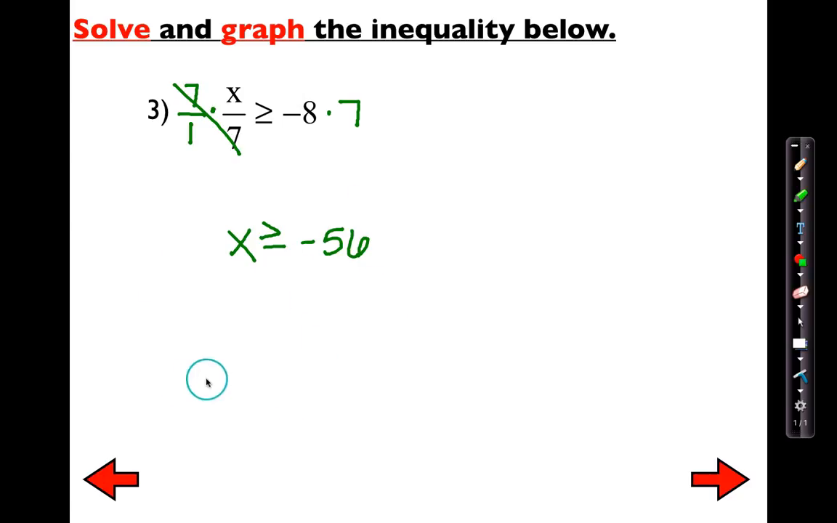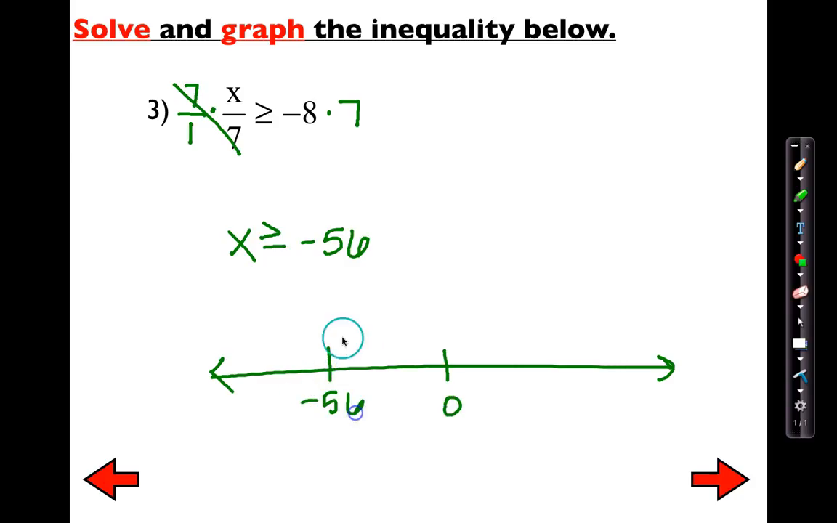So now that I have this, I'm going to do a quick sketch of this graph. First starting with a 0, we're going to mark a -56. Always starting with an open circle first. X is greater than, so I'm going to point all the way to the right because that's all the values greater than negative 56. But since it's also equal to, I'm going to fill that circle in. So it means it includes negative 56 as well.